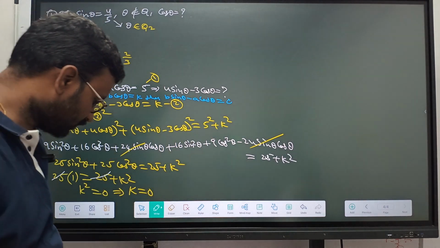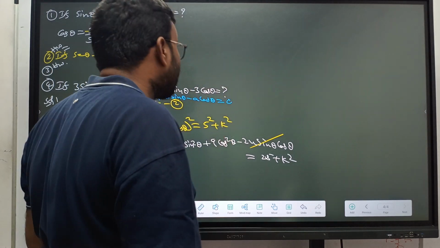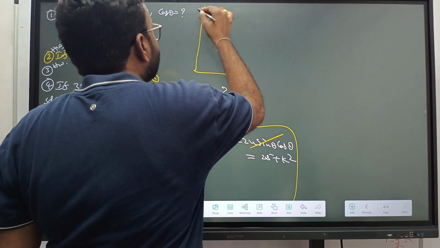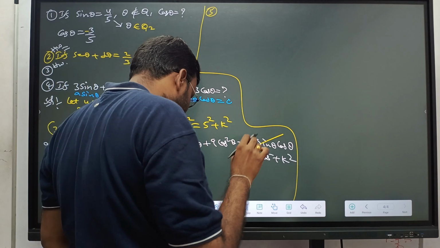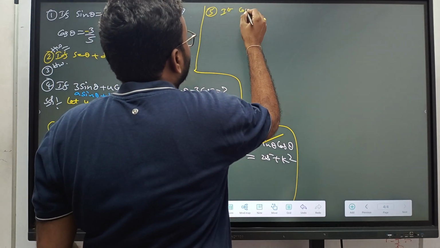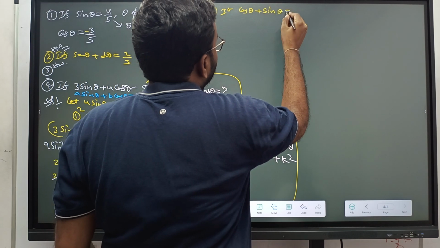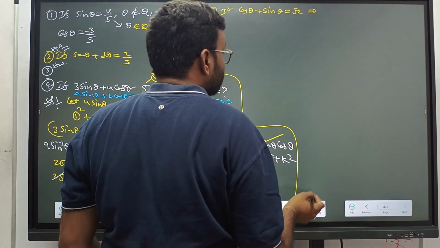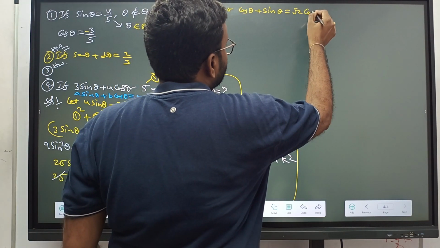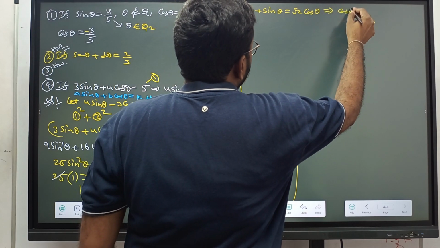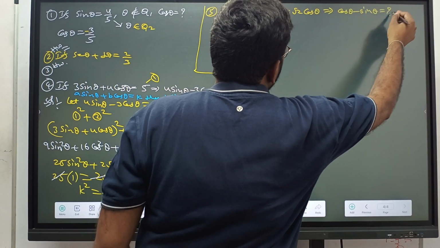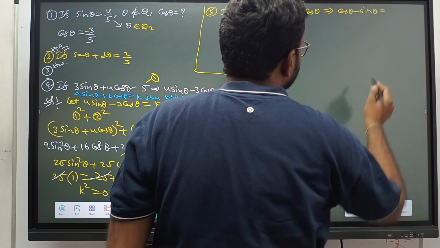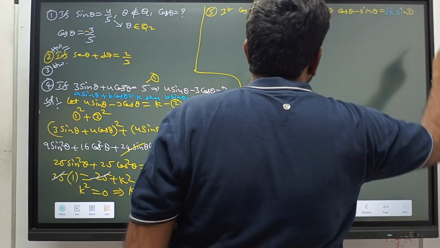Okay? Next see question number 8. But here we have question number 5. This is also very important. Tell me, if cos theta plus sin theta is equal to root 2 cos theta, then what we need to find? Cos theta minus sin theta is equal to how much? We need to prove root 2 sin theta. Okay?